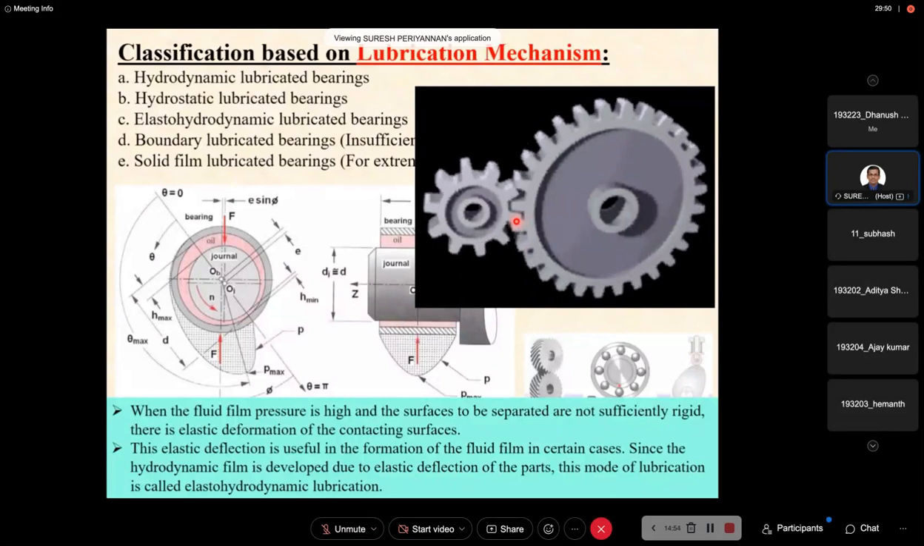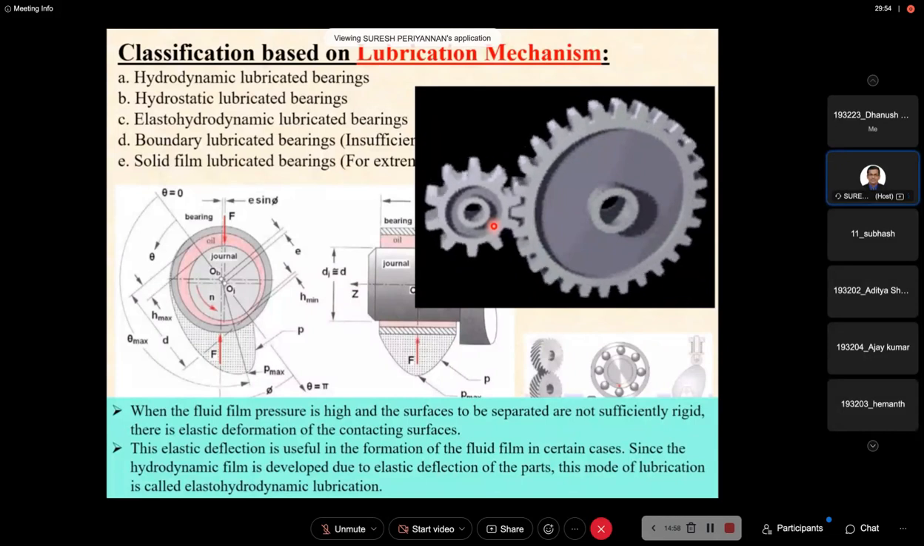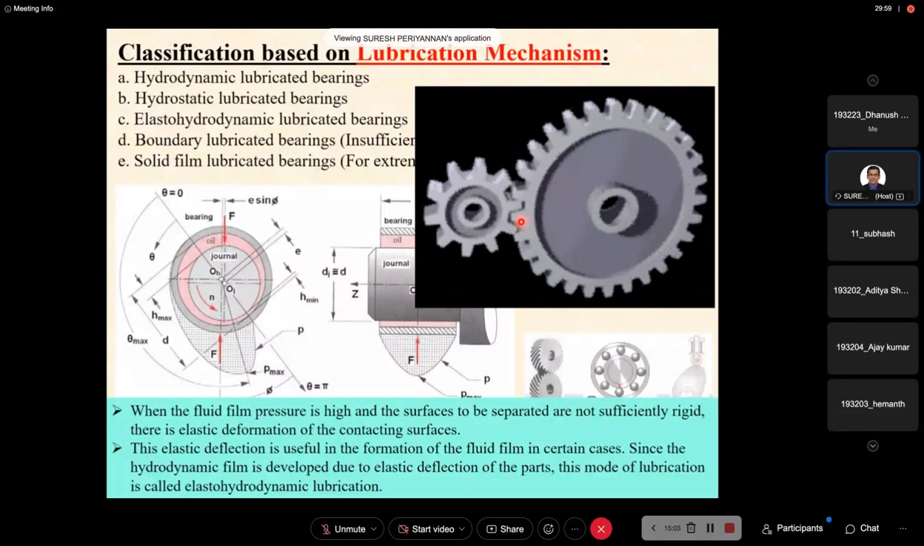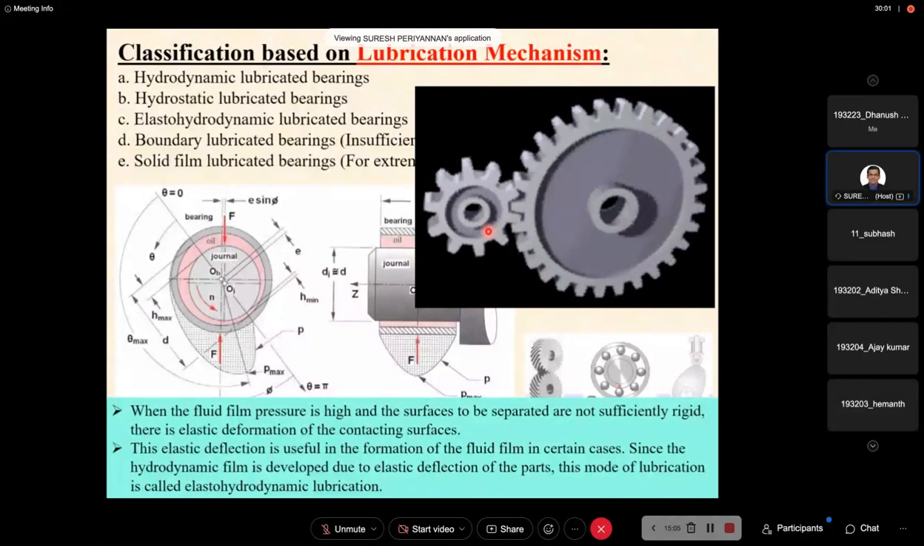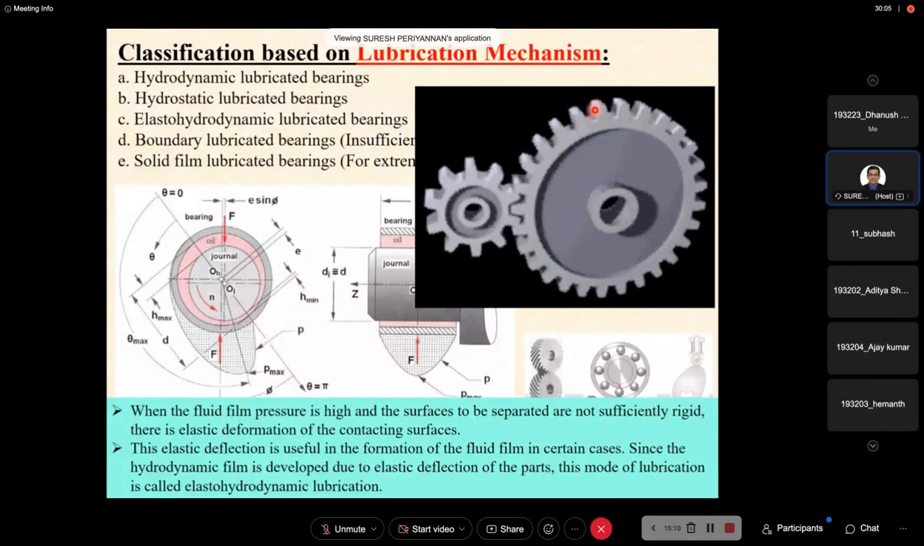Simultaneously, the deformation is happening in this structure. Hence, due to this kind of behavior, we call it elasto hydrodynamic lubrication. Because now we are using engine oil and gearbox oil.